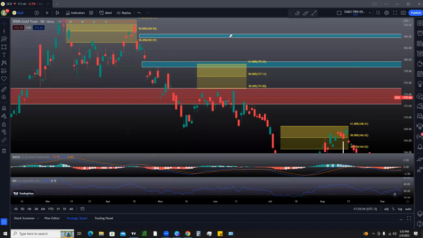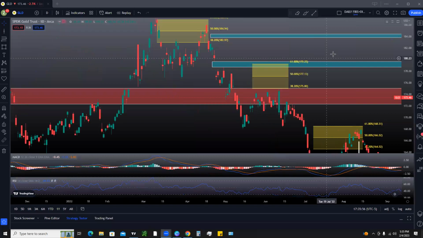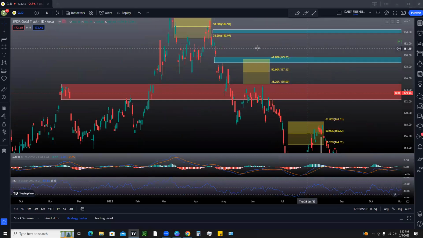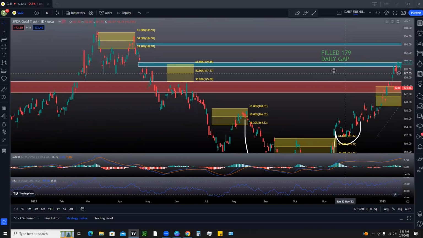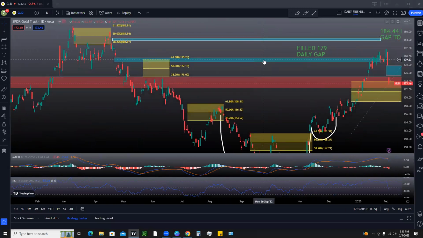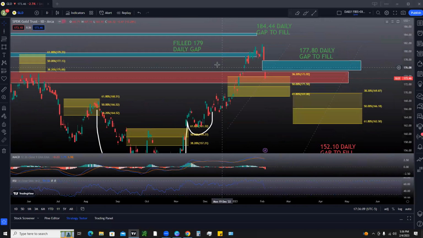So these gaps, they fill about 90% of the time. The big question is, when are they going to fill? Is it going to be a day? Is it going to be weeks? Is it going to be months? Or is it going to be years? So I love to chart up these gaps so that I can help understand where price action is being drawn to. And that's what we were looking at over here.